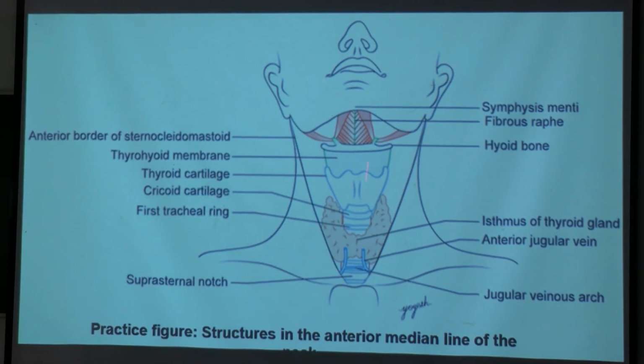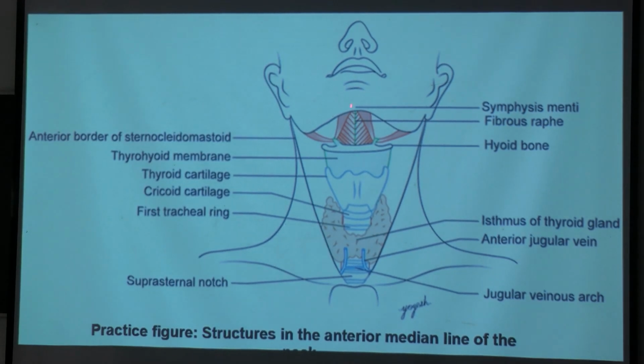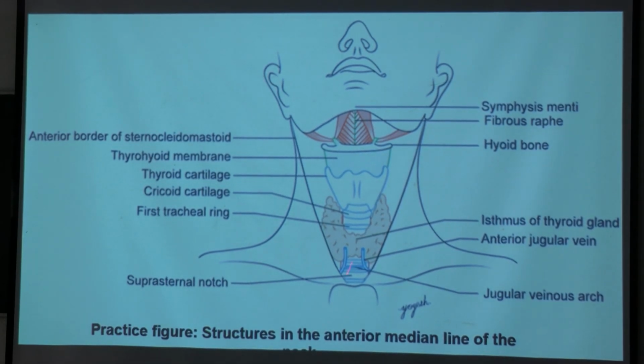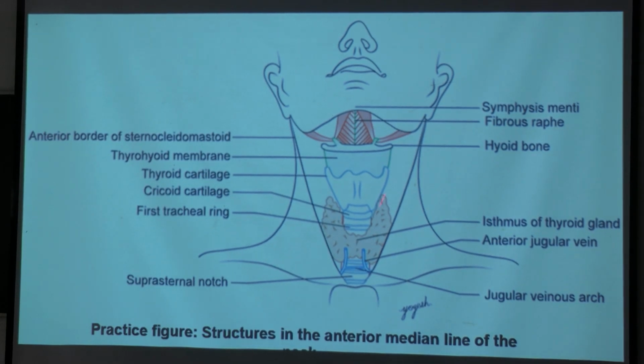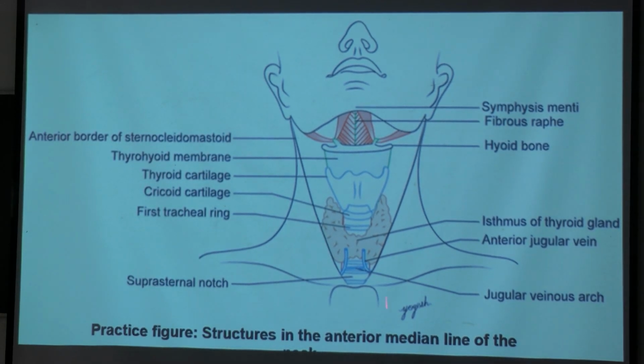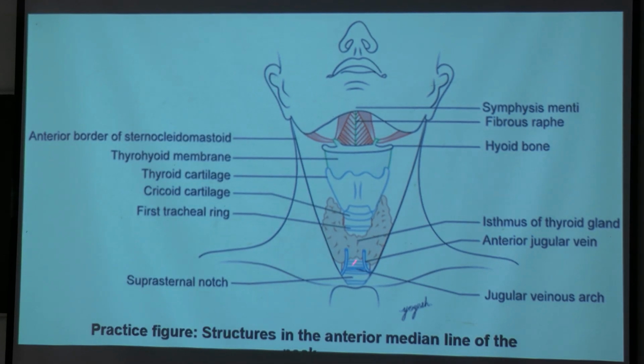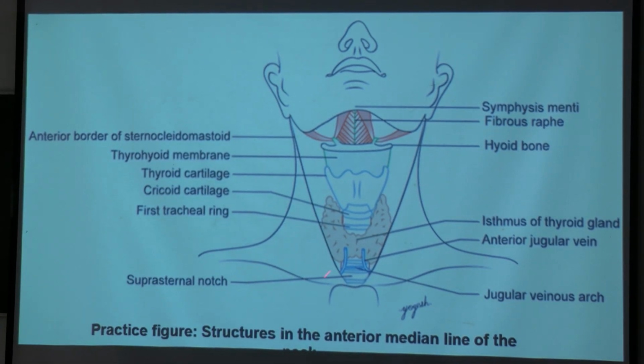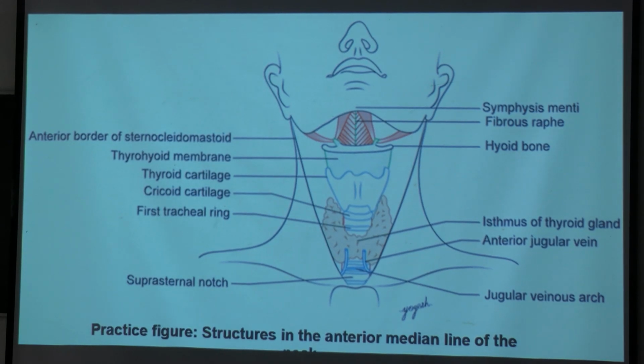See here, the anterior midline structures: symphysis menti, mylohyoid muscle, the anterior belly of digastric, hyoid bone, thyrohyoid membrane, thyroid cartilage, cricoid cartilage, trachea starts here, isthmus of the thyroid gland, this is the butterfly shaped thyroid gland. These are the anterior jugular veins, they are joined by the jugular venous arch, and this is the suprasternal notch, and above it this space is known as the suprasternal space of Burns. The jugular venous arch is a content of this suprasternal space.